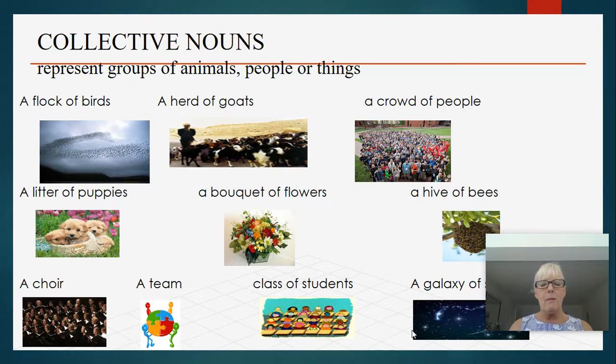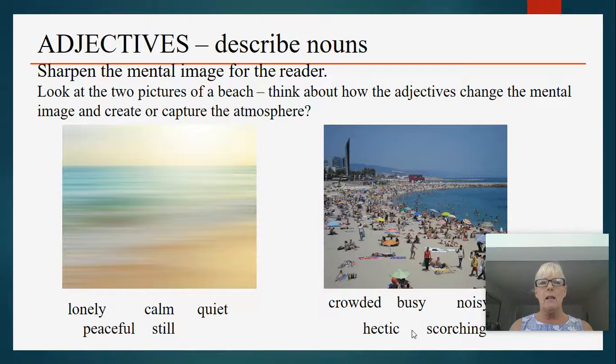So that's nouns. Now we can think about maybe adjectives. These are the words that describe a noun, and their job is to sharpen a mental image for the reader. So really think about that. What's sharpening your image? What's helping you to know more about that noun?